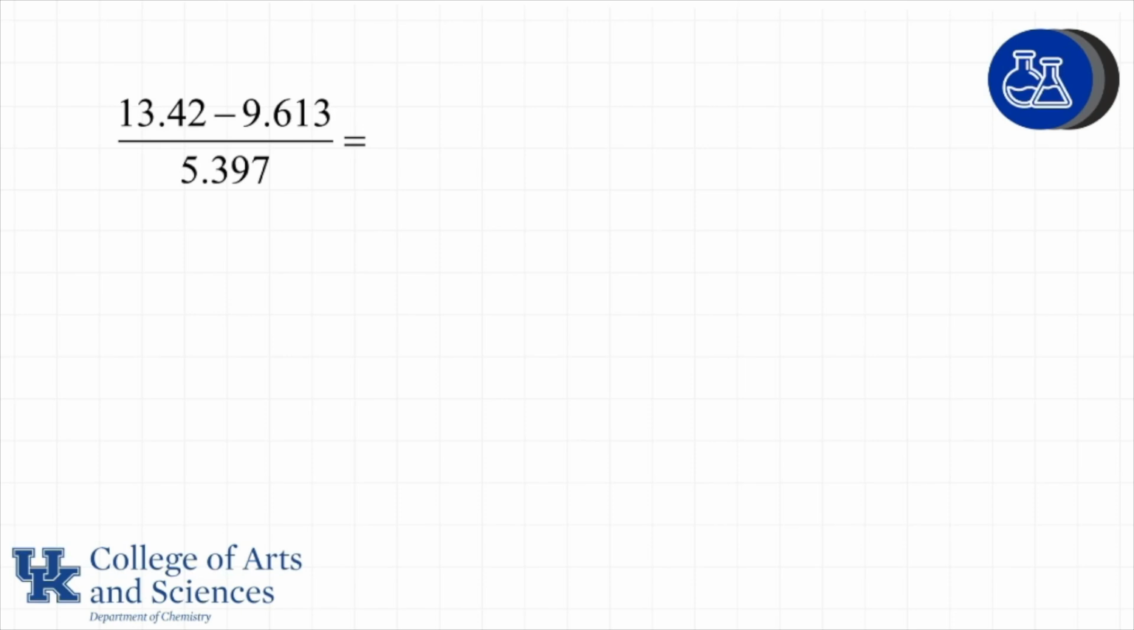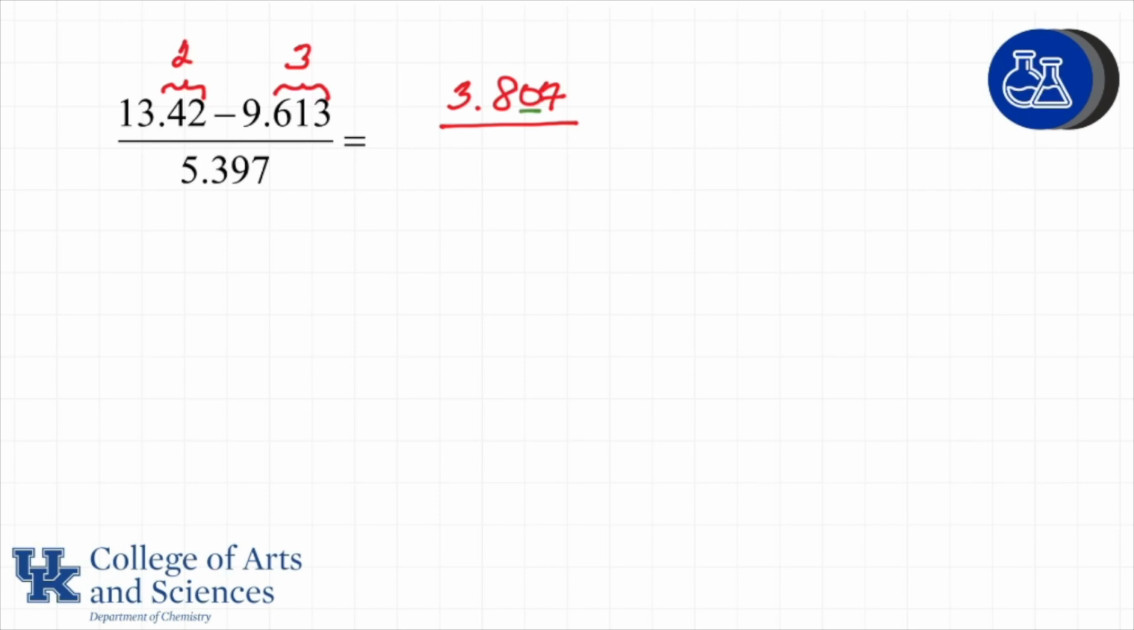First, let's look at the problem we have. 13.42 minus 9.613, and the result of that divided by 5.397. The first thing I'm going to do is do the subtraction, and we get 3.807. Now we want to look at our original values and determine what is the last digit we can actually keep in that number. If I look over on my left, I've got two decimal places in the first value and 3 decimal places in the second. And that tells me that the result of that calculation can only have 2 decimal places.